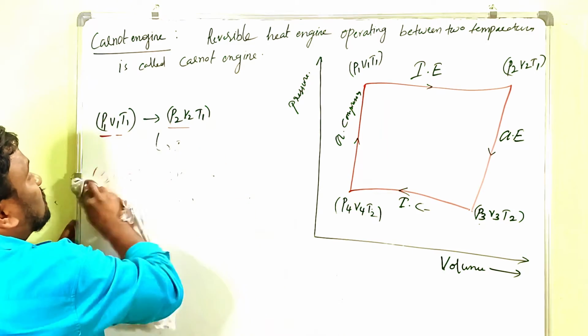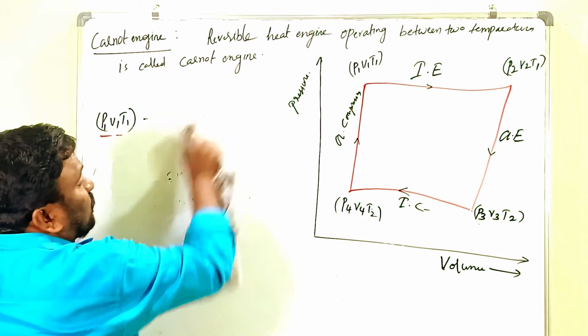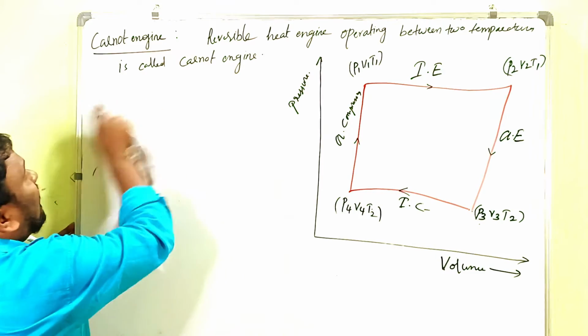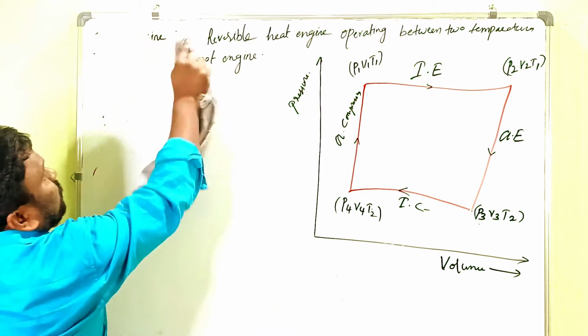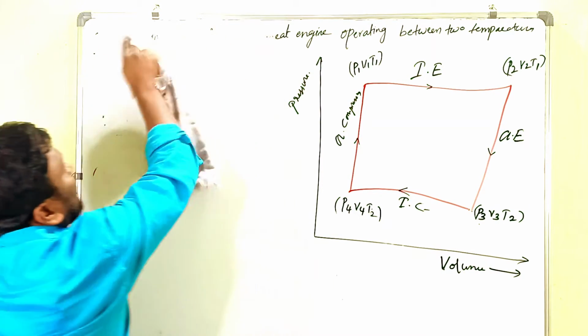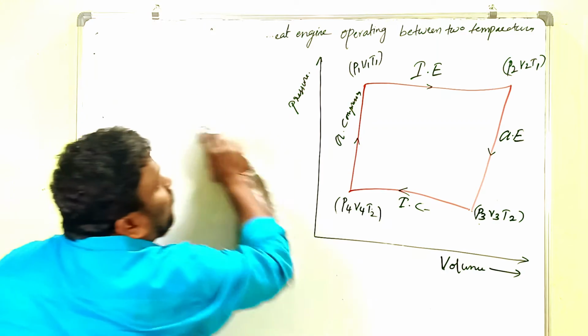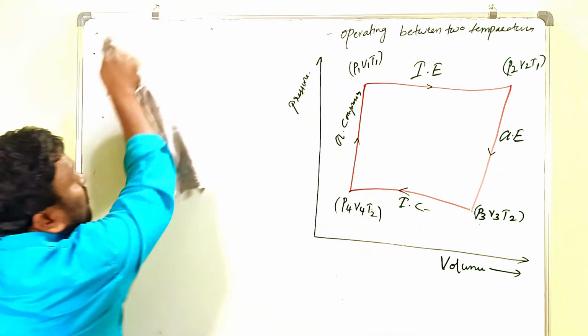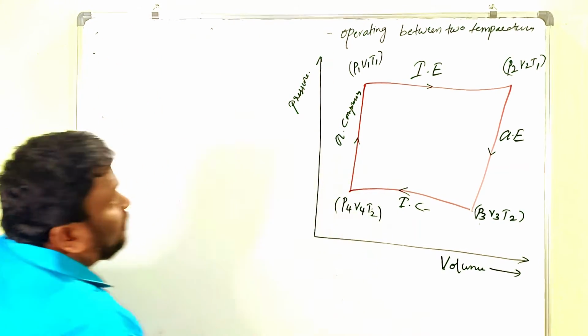In all these processes, you have to simply have an idea about two equations: the work done by the gas in an isothermal process and the work done by the gas in an adiabatic process. You have to know about that.